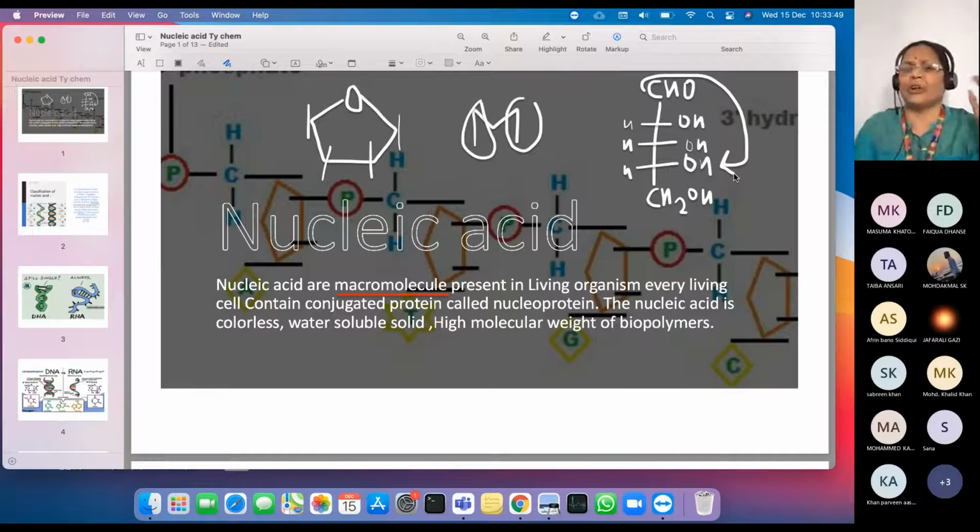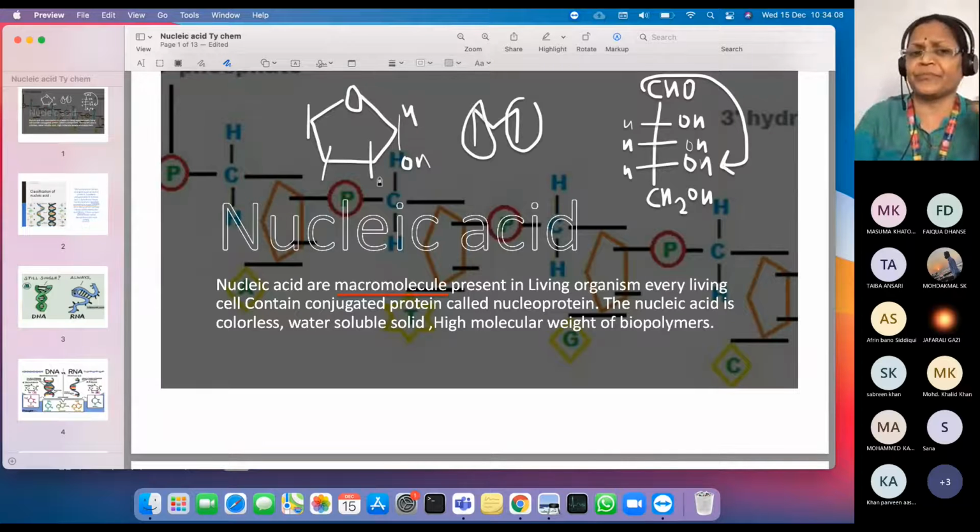If it is on the right hand side, we call it alpha. If it is on the left hand side, we call it beta. So two anomers we are going to get. So how are we going to get the ring closure? Suppose I put this new OH, that anomeric OH, down, then it will be your alpha D ribofuranose. Then automatically H is up.